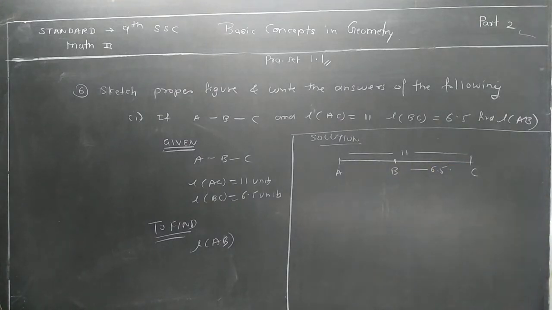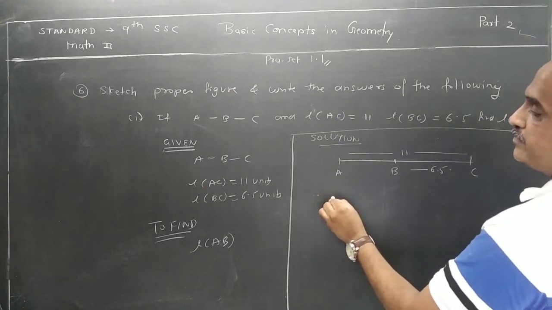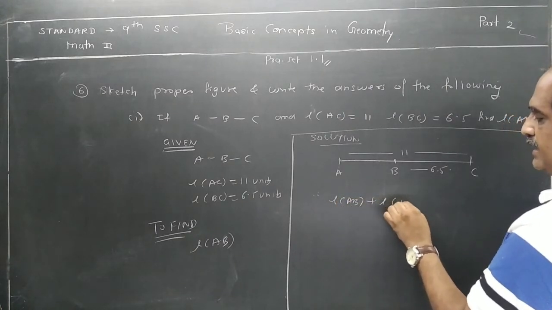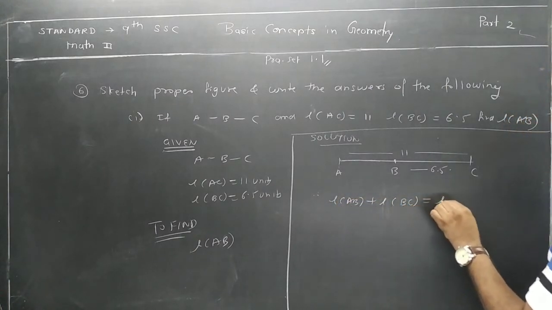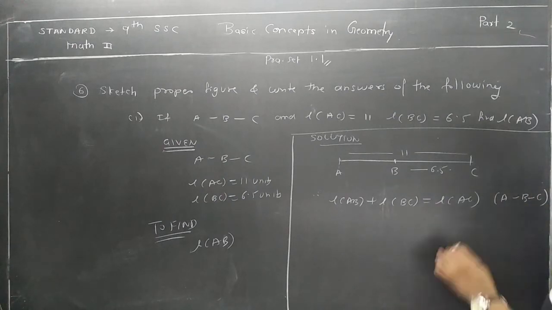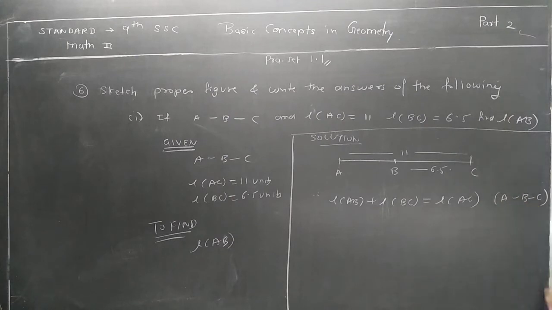This is the figure you are going to draw with a pencil. Okay, and what you are going to write? Therefore, length AB plus length BC is equal to length AC. The reason you are going to write: A, B and C are collinear points, B lies between A and C. That is the reason you have to write, otherwise you will lose marks.